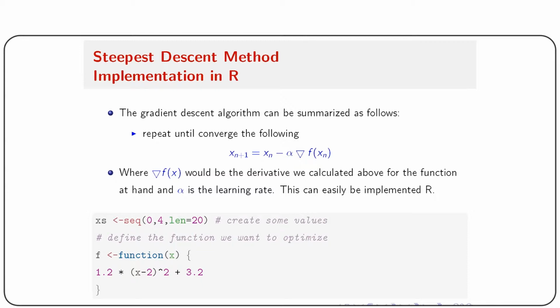This can easily be implemented in R. Define one variable xk as a sequence, that is, create a sequence from 0 to 4 of length 20, so the total length of the array would be 20, and you will get real numbers from 0 to 4. Then define the function we want to optimize, 1.2 * (x - 2)^2 + 3.2. So we define a function f which takes the value x and returns 1.2 * (x - 2)^2 + 3.2. Just passing the value of x, you will get the value of the function.